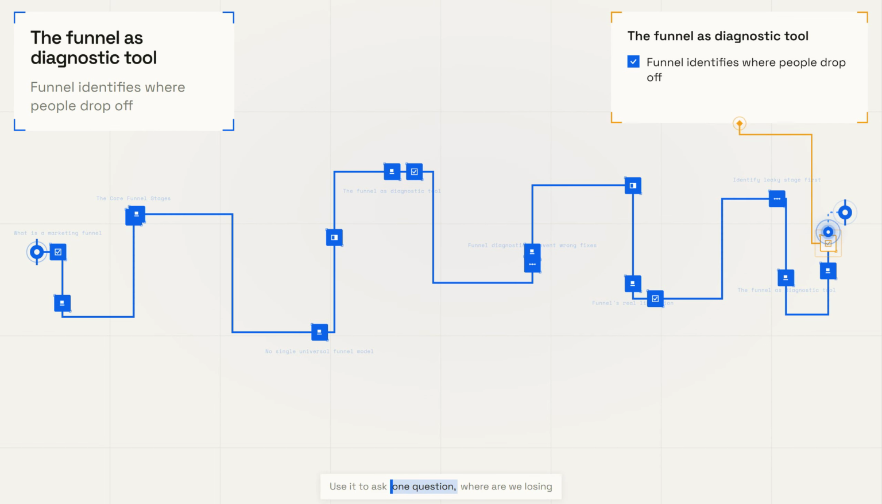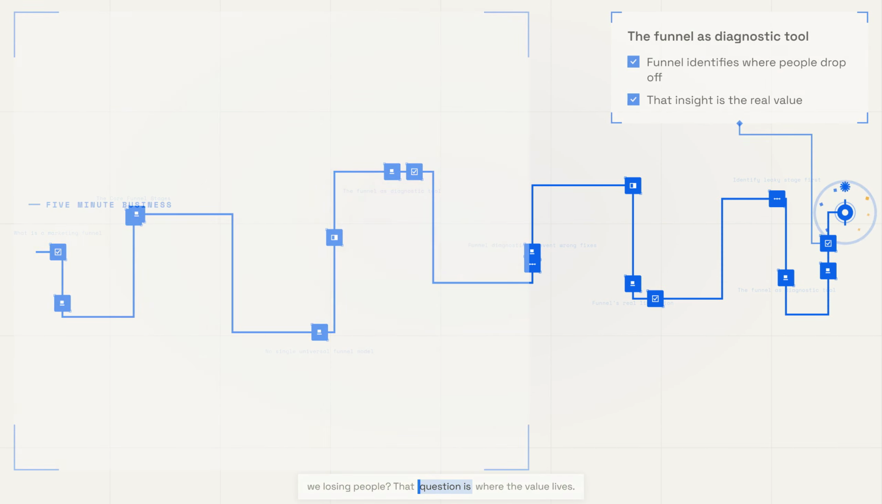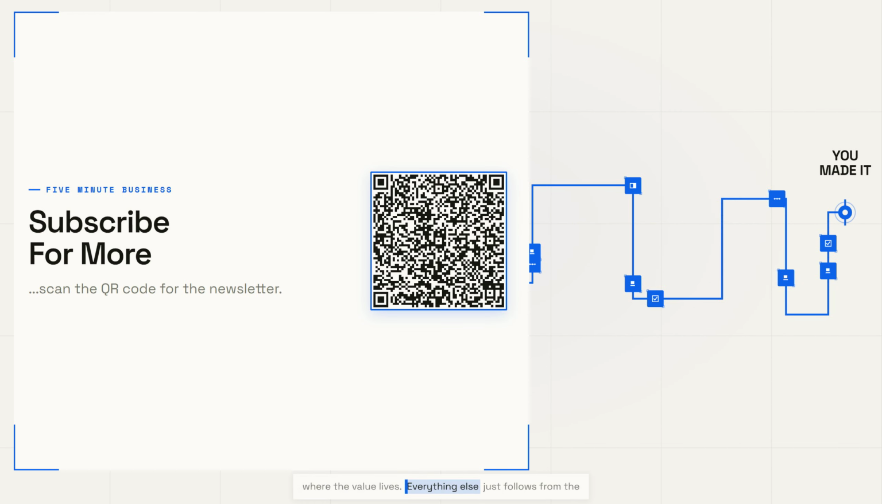Use it to ask one question: where are we losing people? That question is where the value lives. Everything else just follows from the answer.